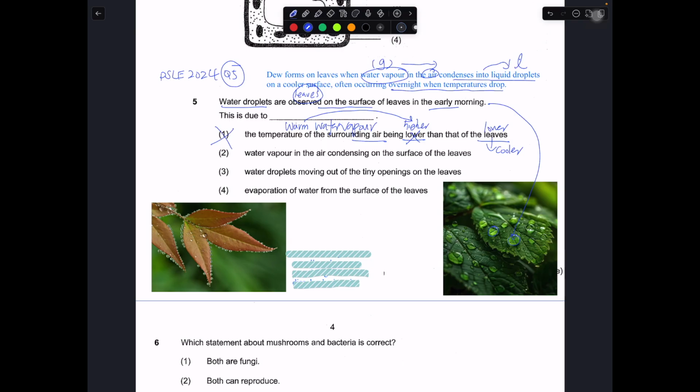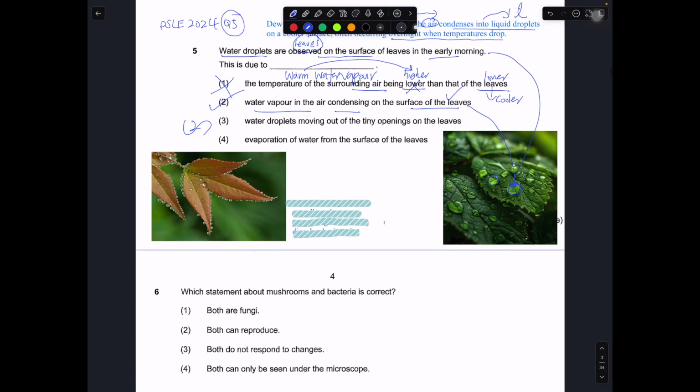The water vapor in the air condensing on the surface of the leaf: yes, this is correct. It condenses on the surface of the leaf, then it becomes the water droplets that appear over here, just like this image. So 2 is correct. So 2 is the answer. Okay, let's take a look at 3.